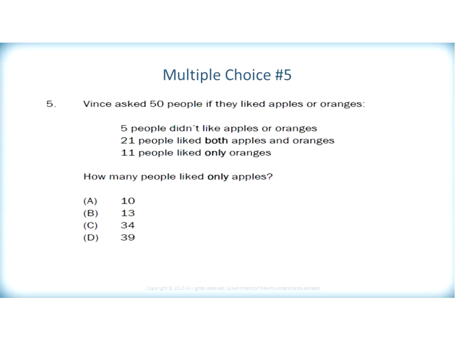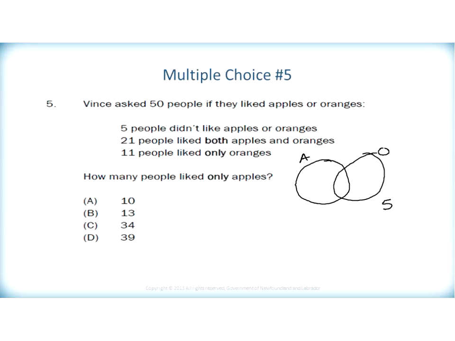Vince asked 50 people if they liked apples or oranges. 5 people didn't like apples or oranges. 21 people liked both apples and oranges. And 11 people liked only oranges. So let's draw a Venn diagram. And we have apples, we have oranges. And there's 5 people that don't like apples or oranges. That's 5 people that are on the outside.